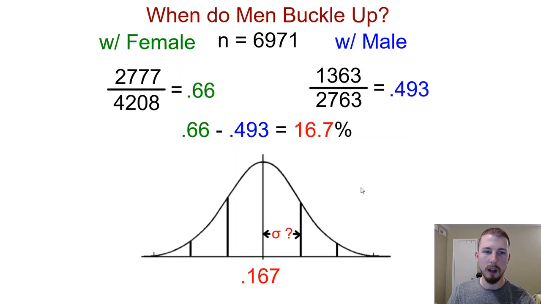All right, so they looked at a study and they said when men are with other males, they found this proportion that buckled up, but when there was a female in the car, they found this proportion of men were buckling up. So they looked at basically, I think, people driving on the highway, and they looked at who was in the car from what you can see from the cameras, and then whether or not they were buckling up. All right, so the difference between these two, with the female in the car or without, is a difference of 16.7%.